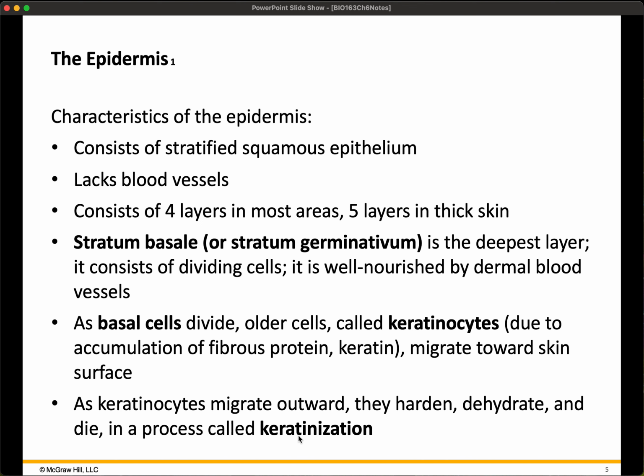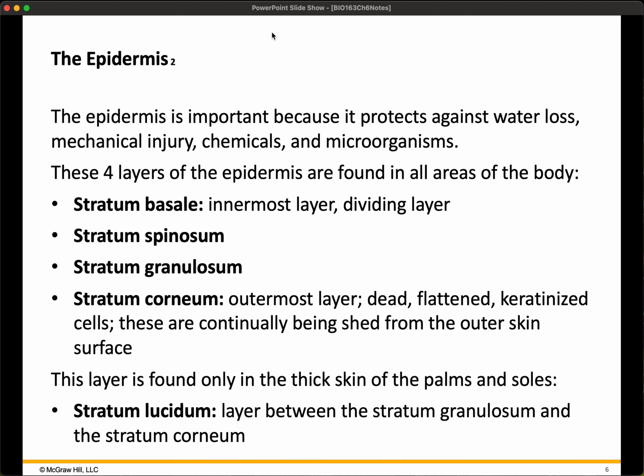And so the outer layer of your epidermis is keratinized stratified squamous epithelium. We can add that modifier into it. So the epidermis protects against water loss, mechanical injury, chemicals, and microorganisms.